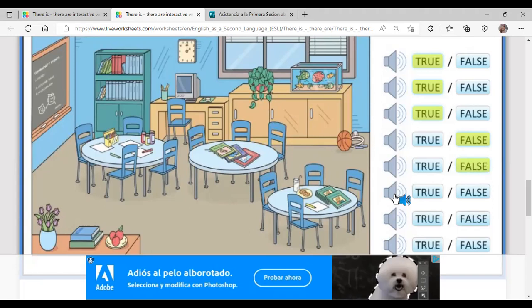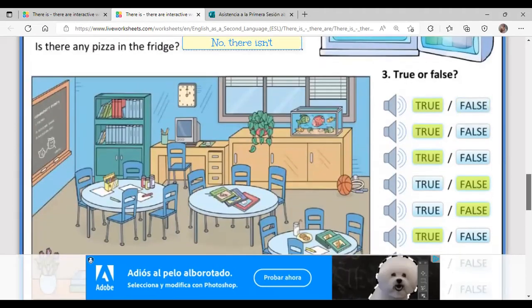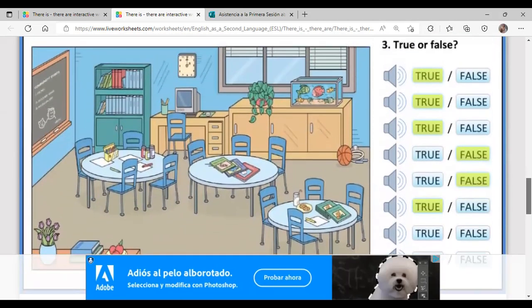Next. There is a computer in the classroom. True. There is a picture on the wall. True or false, guys? There is a picture on the wall. No, there isn't any picture. Vean, nada más hay un reloj, ¿no? Entonces es false. Aquí su compañero nos dijo Itzel and Jasmine.